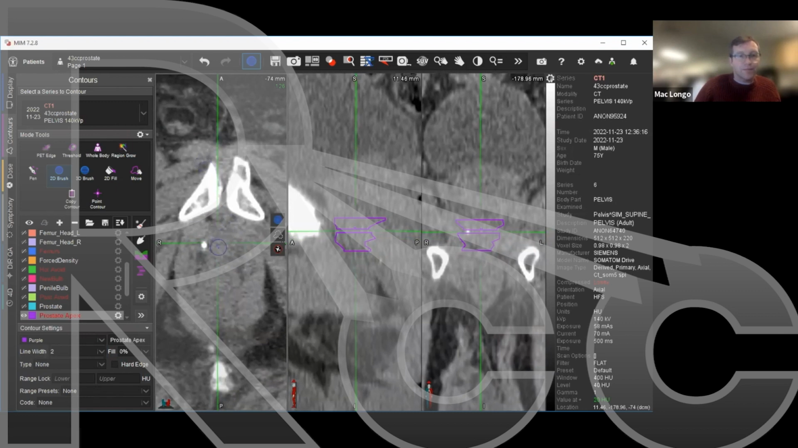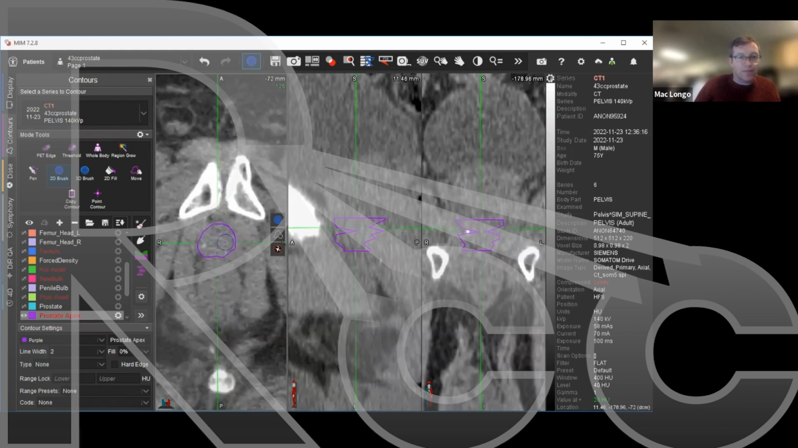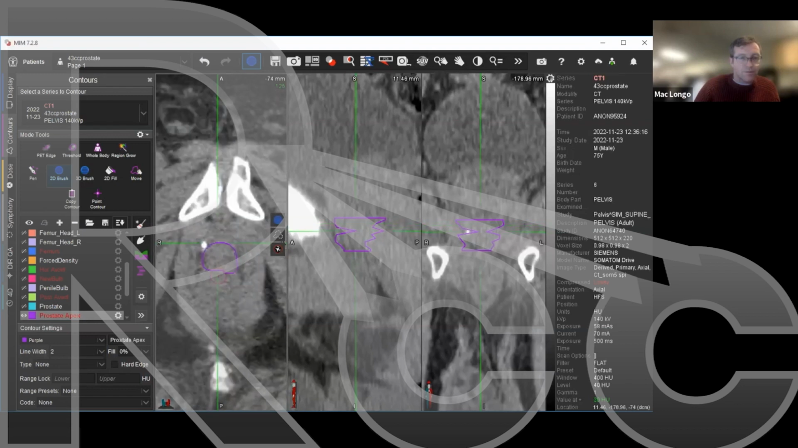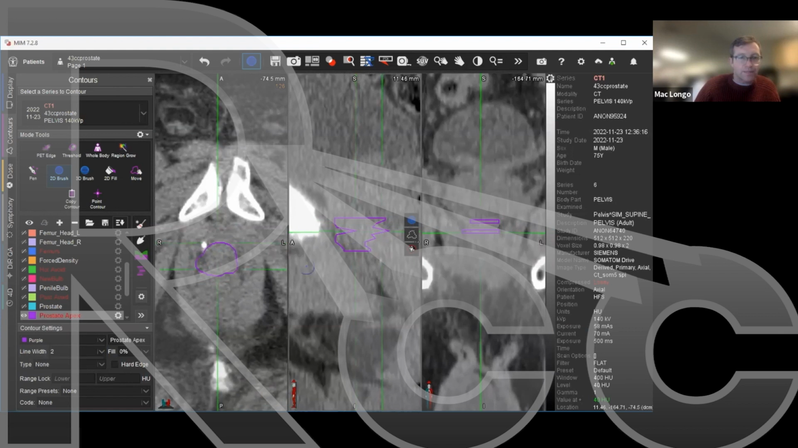So typically we don't want to see a convex posterior aspect of our prostate. It should really be concave in this area, and there should be some space between the anterior rectal wall as we go inferiorly and the prostate. This is just a prime example right here. I've contoured way posteriorly, and we can see it beaking out on our sagittal planes there. So if I were to modify this, this might actually be one of the inferior aspects of the prostate.